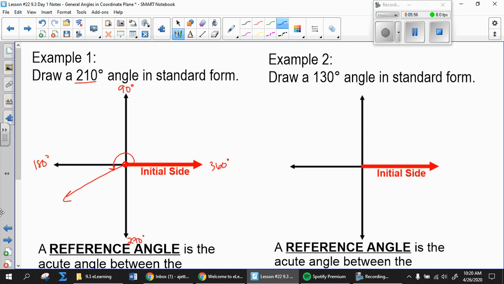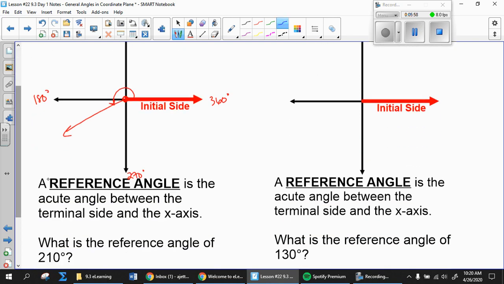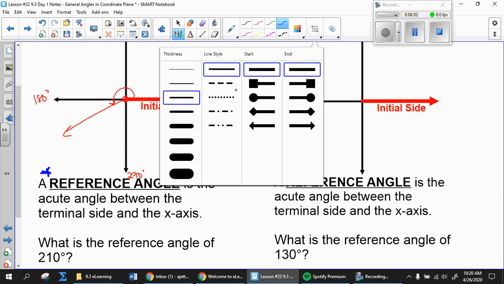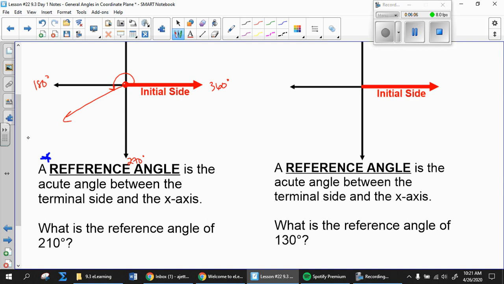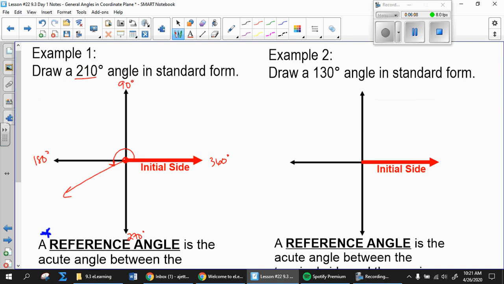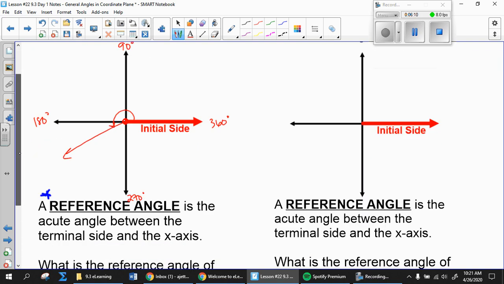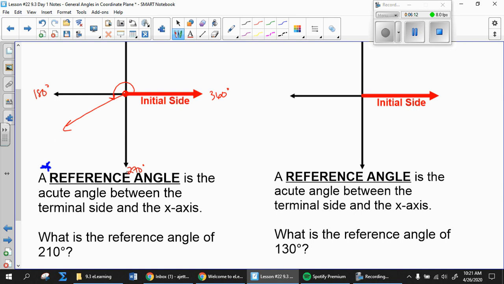Now, if you look down below here, we have this thing, and this is going to be really important for us as we move forward. We have this thing called a reference angle. You have your standard angle that you're drawing, and we also have the reference angle. It says a reference angle is the acute angle, meaning it's always less than 90, between the terminal side and the x-axis.